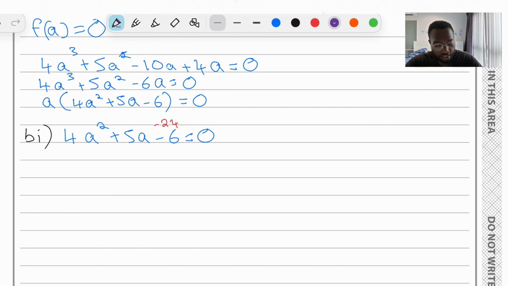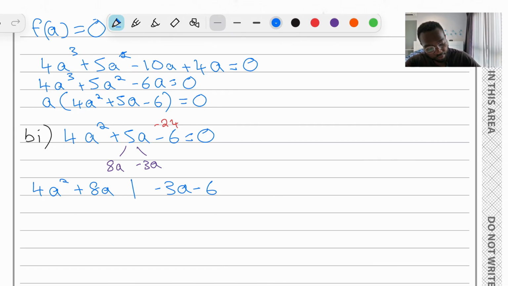In this case, I know that's going to be 8 and 3, okay? So it will be a positive 8. So we'll have a positive 8a here, and then we will have a minus 3a here. Now what that means is effectively we have 4a squared plus 8a, and then over on this side we'll have minus 3a minus 6, and I'm going to factorize these separately.